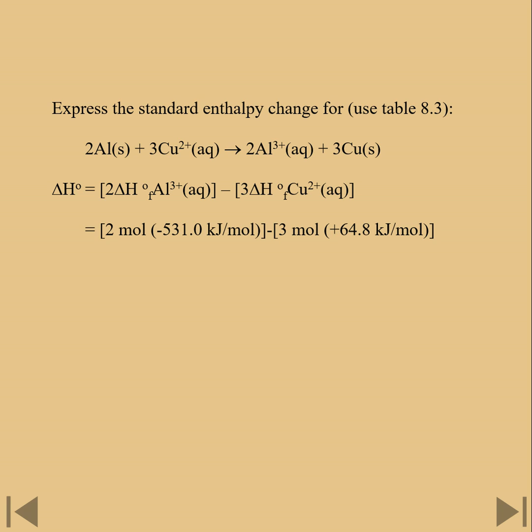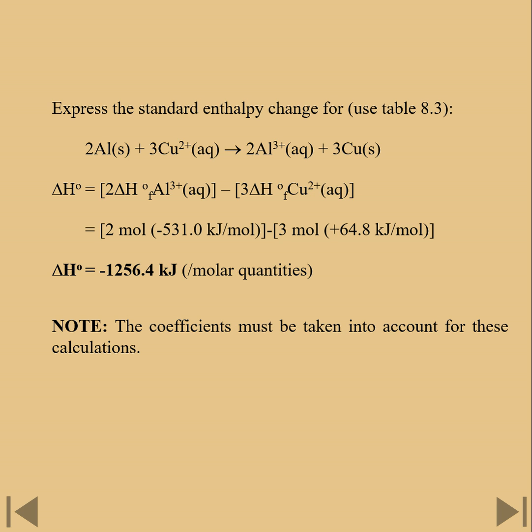And this time we have 2 aluminums, note how that shows up, and 3 coppers, so note how that shows up. Putting this all on my calculator, I come up with a negative 1256.4 kilojoules per molar quantities, which means based on the way the chemical reaction is written.